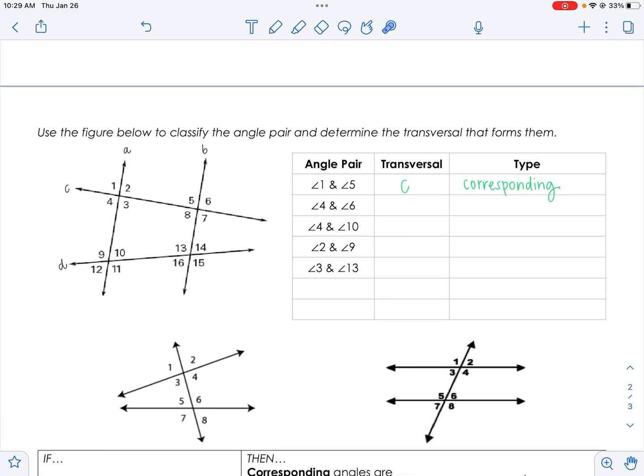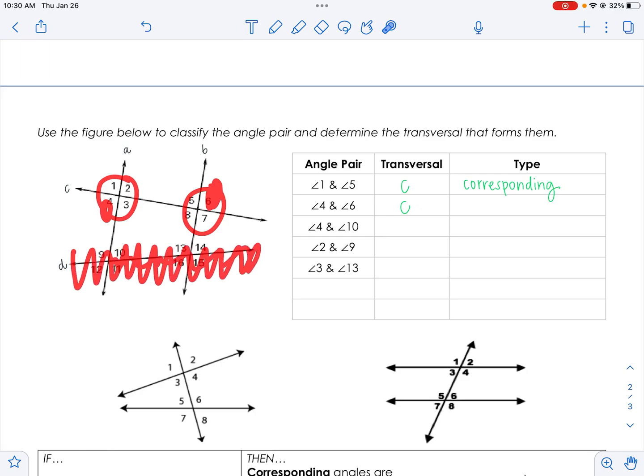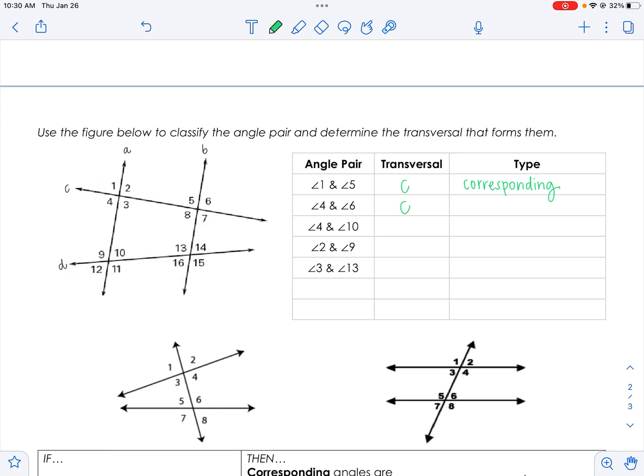So if we were going to talk about angles 4 and 6, first we need to figure out what's your transversal, what's the line that touches both 4 and 6. And in this case, that would be line C. Again, there's my set, I'm talking about 4 and I'm talking about 6. I can ignore all these lines down here and I have to ask myself, are 4 and 6 on the inside or on the outside? Well, they're on the outside and they're on alternate sides, so that would make them alternate exterior. And I'm going to abbreviate that to ALT-EXT.